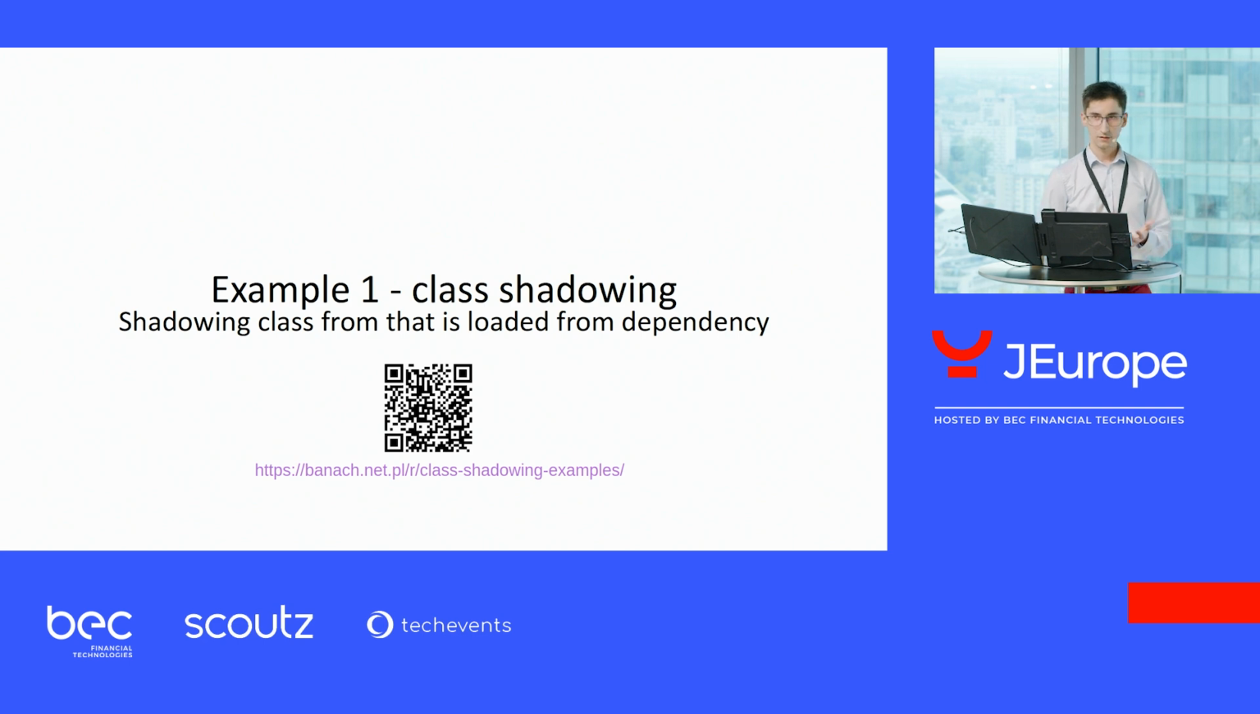And let's take a look at how we can do this. In the first example, we have an application which is loading a module, and we are going to shadow the class from the module in our app. All examples are available using this link or this QR code.